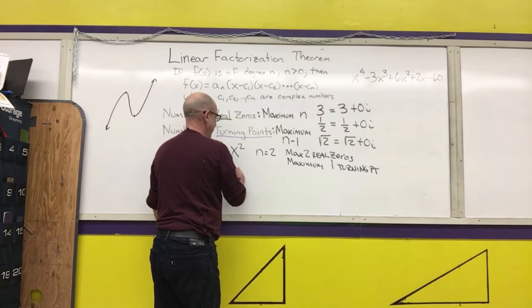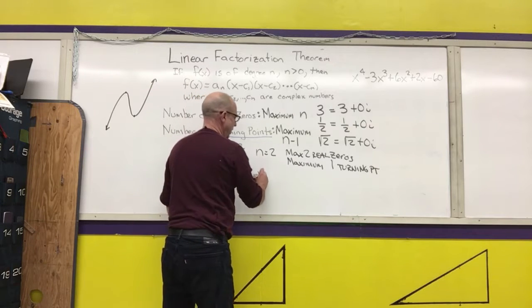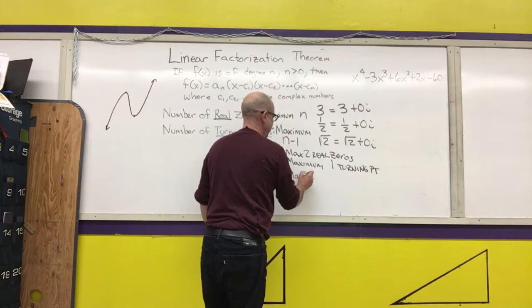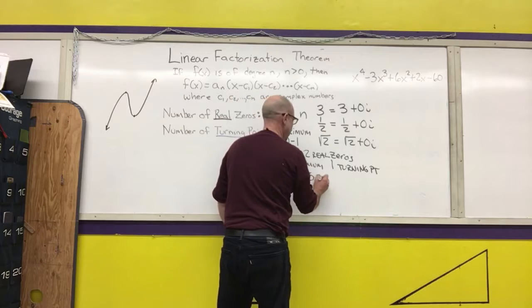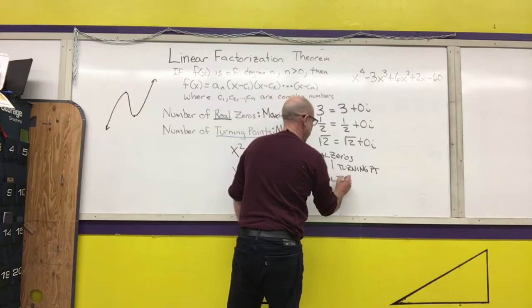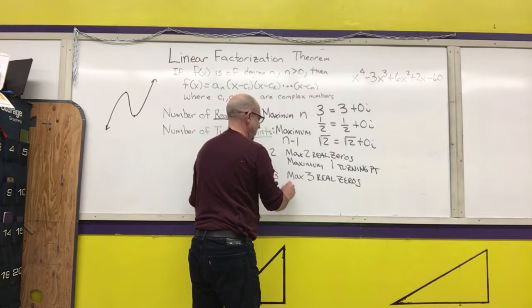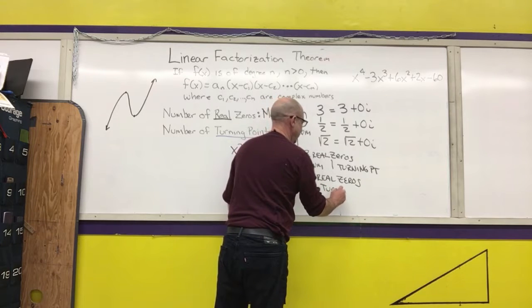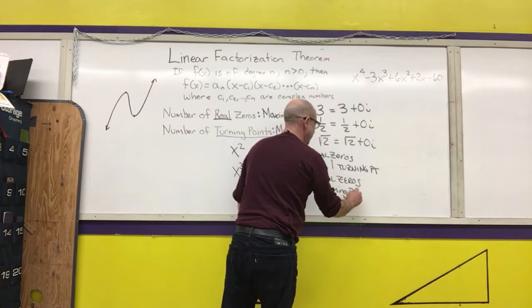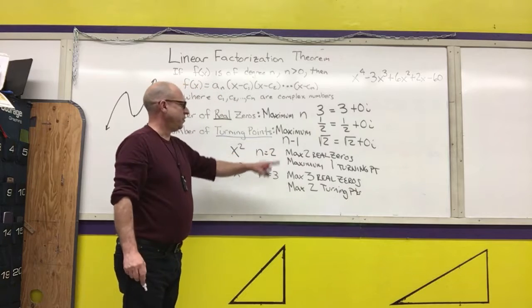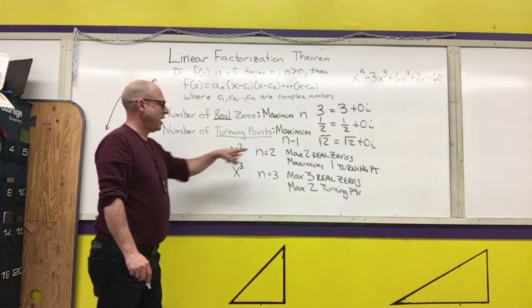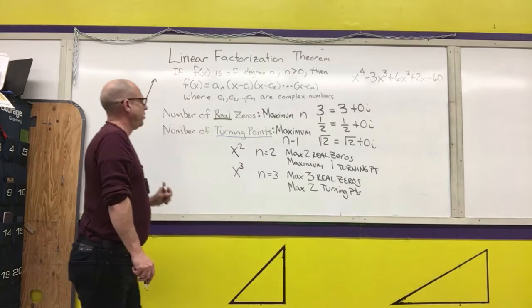If you have a cubic function, n is equal to 3, so you have a maximum of 3 real zeros. And you have a maximum of 2 turning points. We're going to be using this information to come up with equations from graphs, or to be able to sketch graphs of polynomial functions.